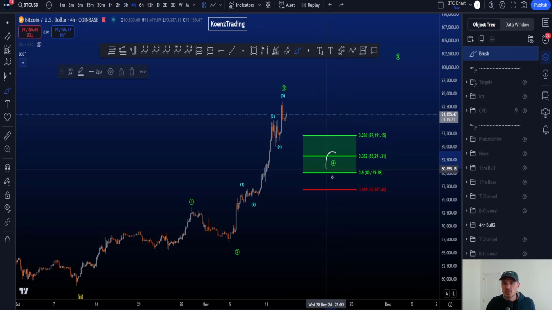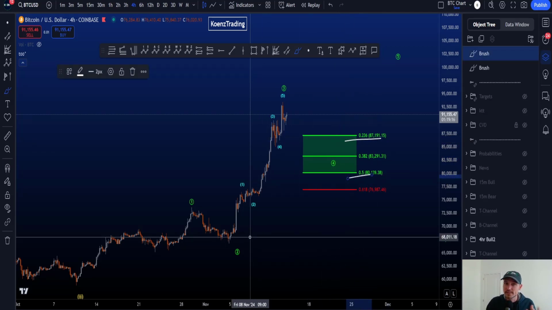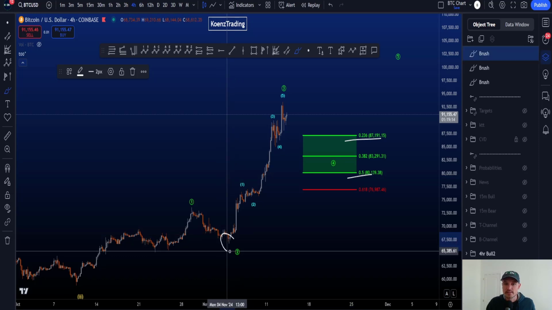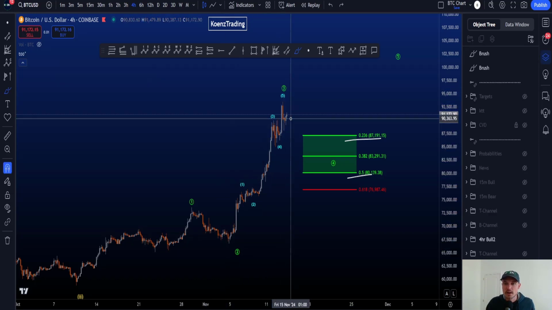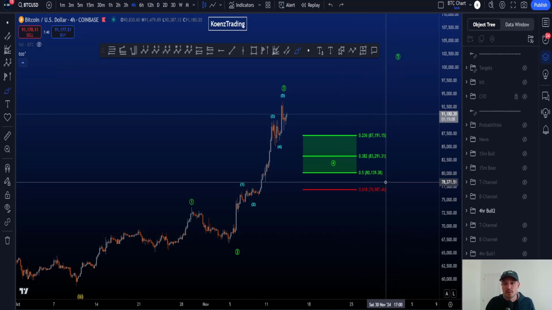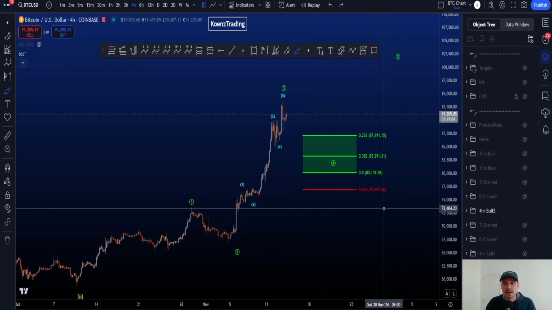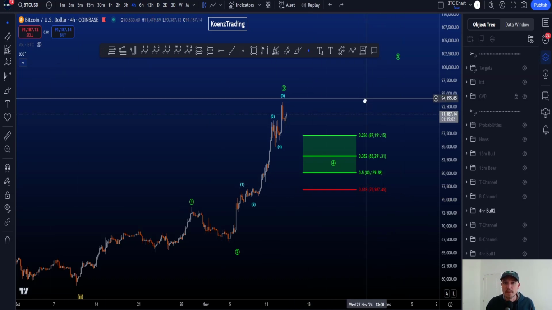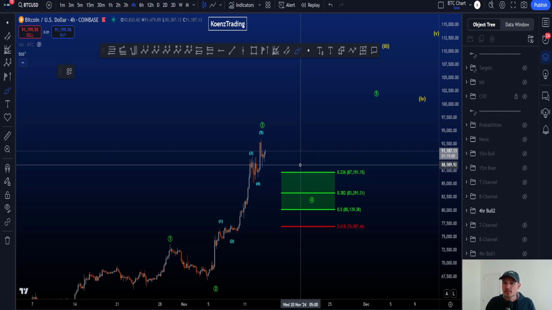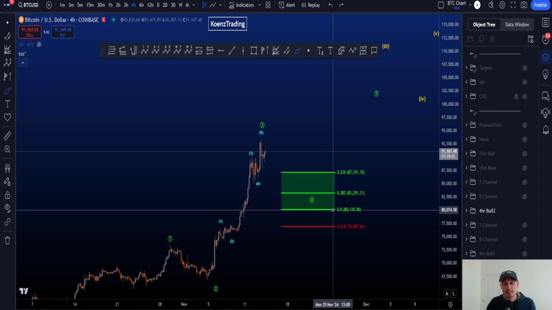Now the target for this wave 4, again between the 0.236 and the 0.5, but this time taken from the low at 67k to the all-time high, giving you a target between 87.2k and 80.1k. The invalidation now is the 0.618 at 77k. After this wave 4 though, the result is the same as you are still looking for price to continue towards the upside and look for new all-time highs.